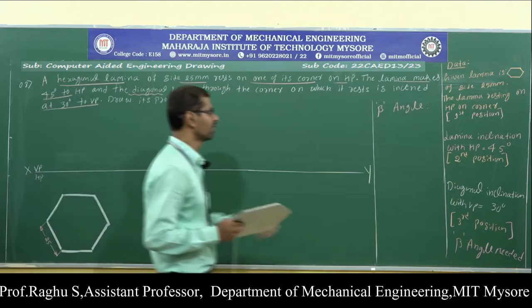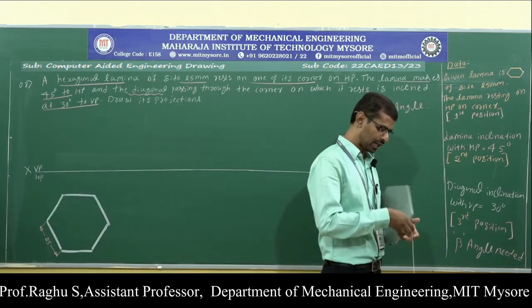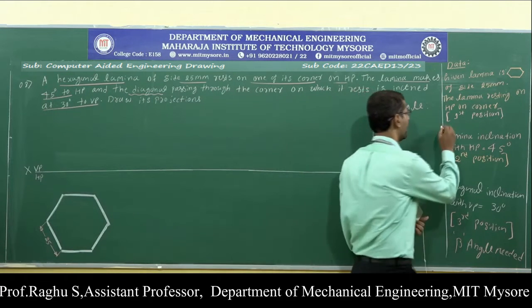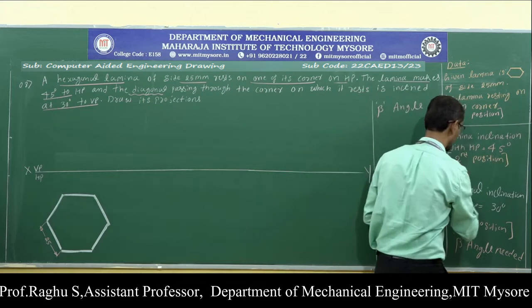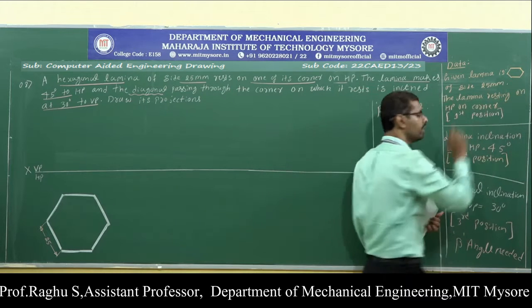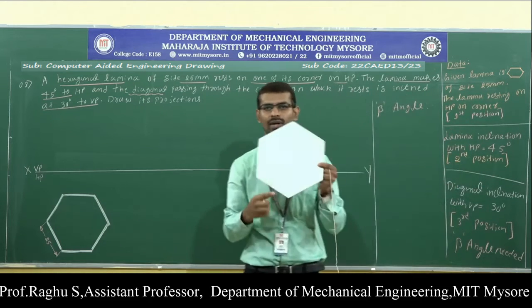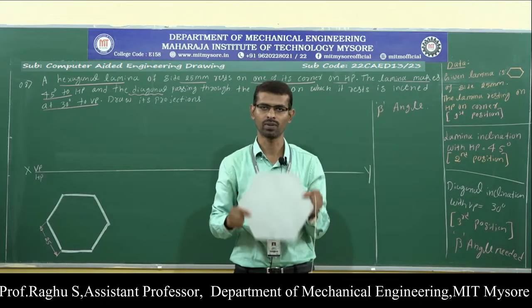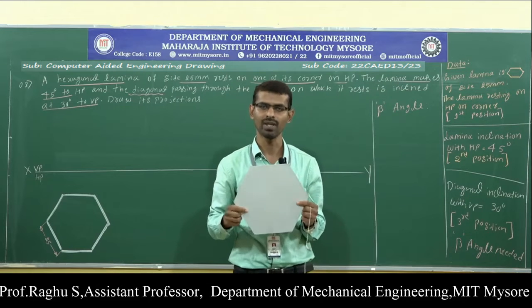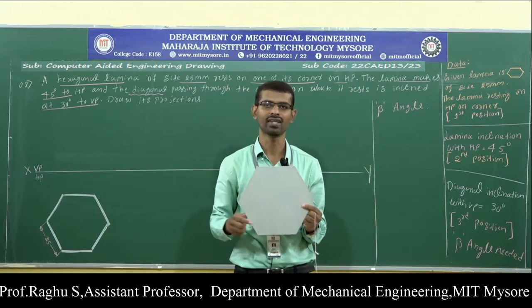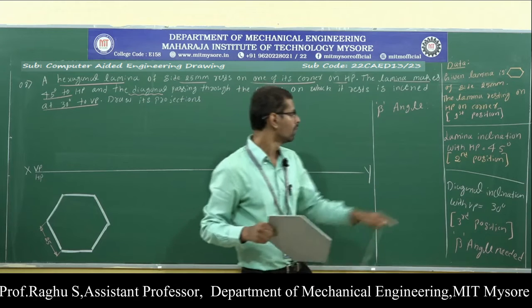First, list out the data. Here the given lamina is a hexagon of side 25 mm. It's a regular hexagonal lamina, meaning all sides are equal and all interior angles are equal.